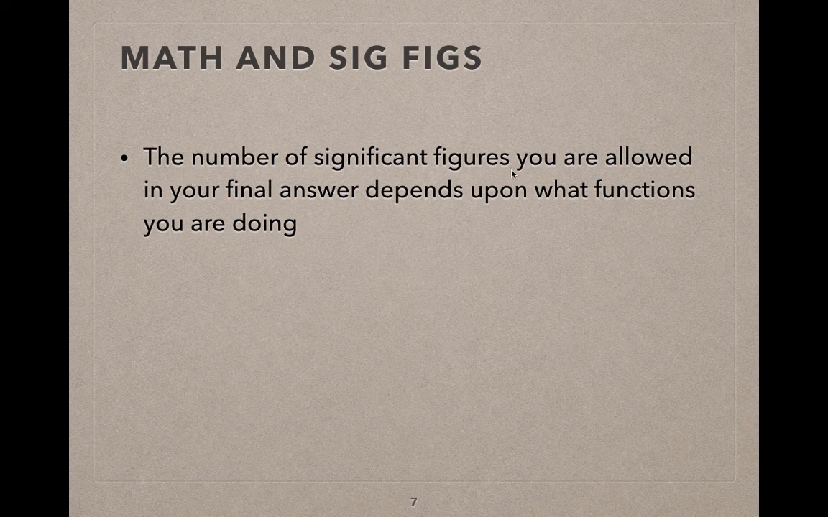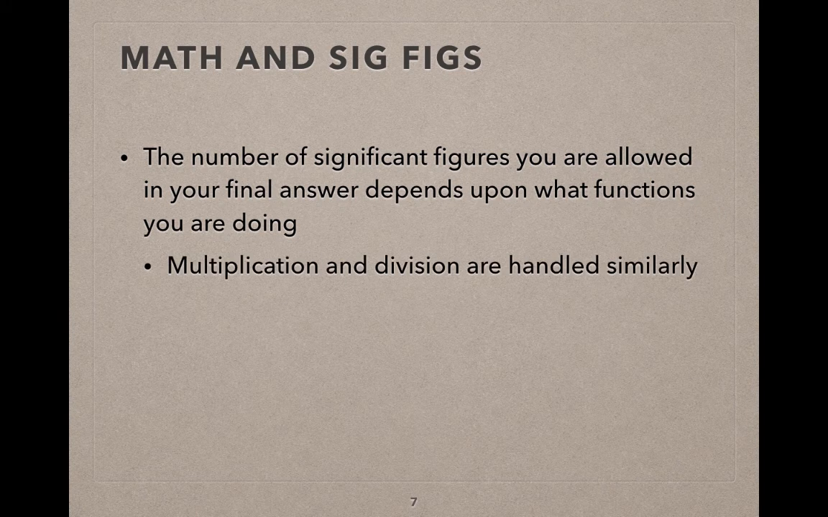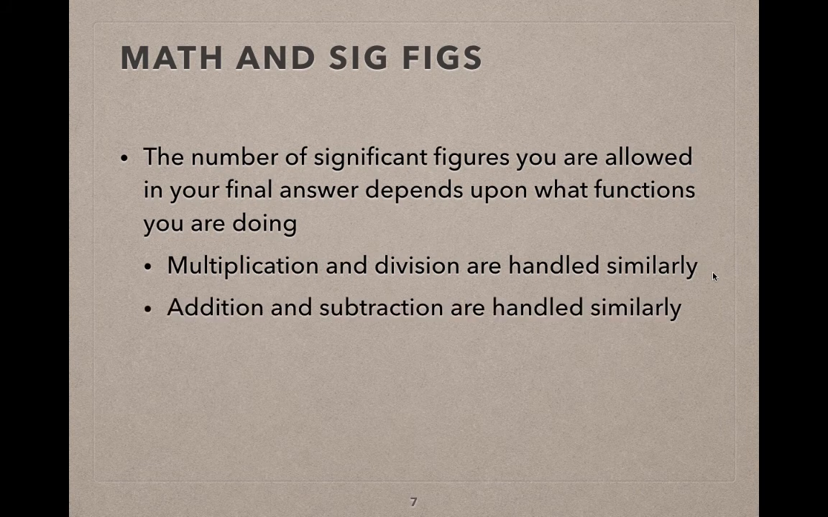So how do we count the number of significant figures we're allowed to have? Well, it depends on what functions we're going to be doing for our math or combinations of functions. Multiplication and division are handled in a similar manner, and addition and subtraction are also handled in a similar manner. But those two groups of functions are handled differently, and we'll take a look to see how we do both of those.